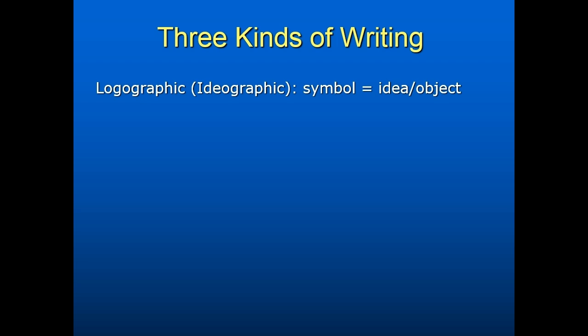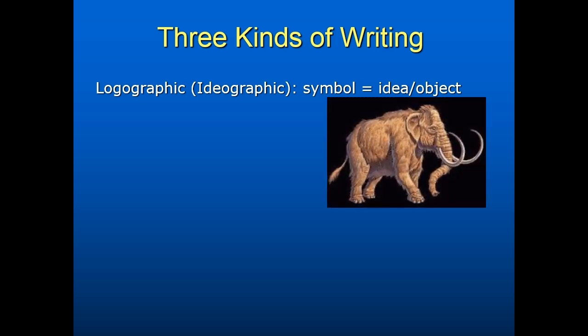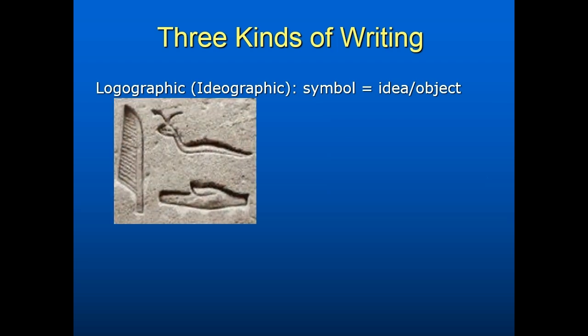The simpler kind is what most people would call picture writing. If we see a picture like this, say on the wall of a cave, we'd all recognize it as a woolly mammoth. The picture stands for the object itself. Here's another example, and we immediately identify a leaf, an insect of some kind, and a hand.